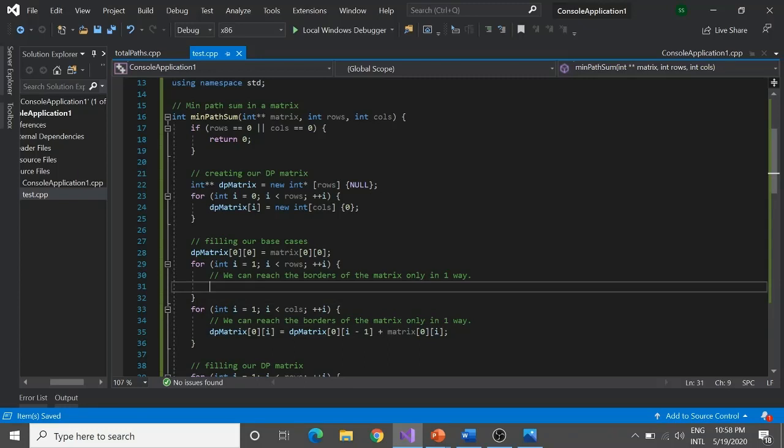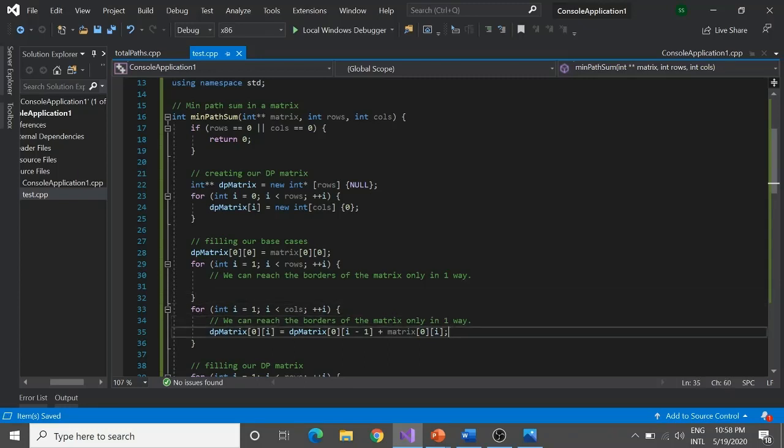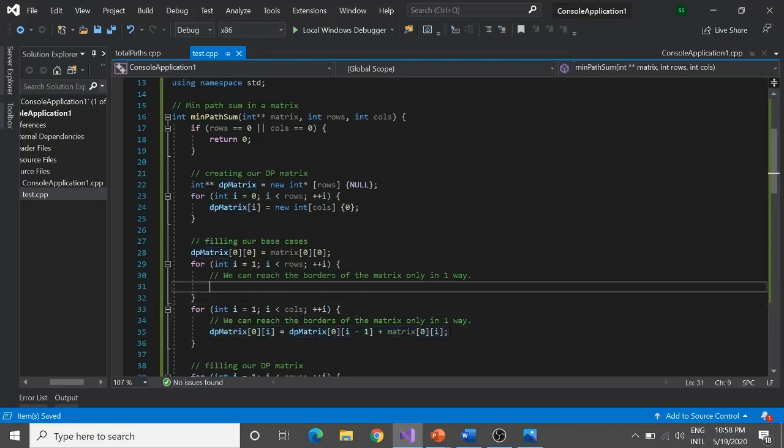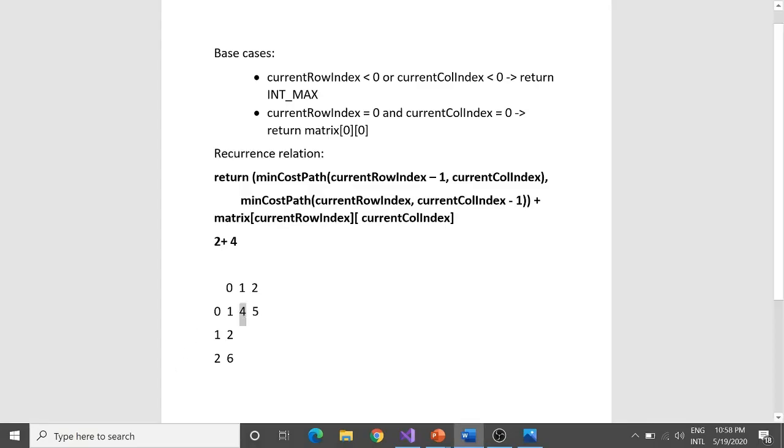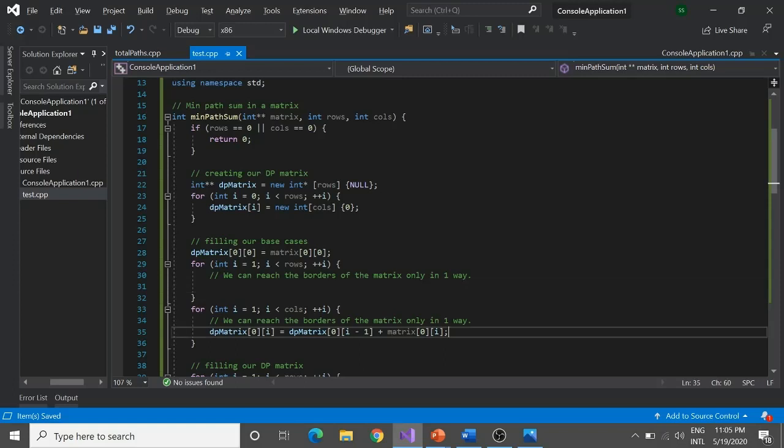Now if we start populating our first column, then how did we populate it? Again, I need to populate it. So again, that would be my base case. So how did I populate this thing? What was my answer dependent on? My answer was, I just need to add the cost which is present in the matrix to reach this cell, plus whatever I have in my DP matrix over here.